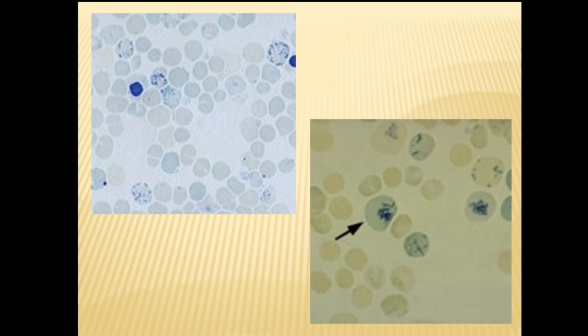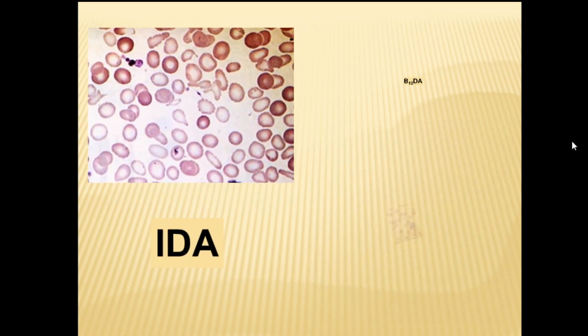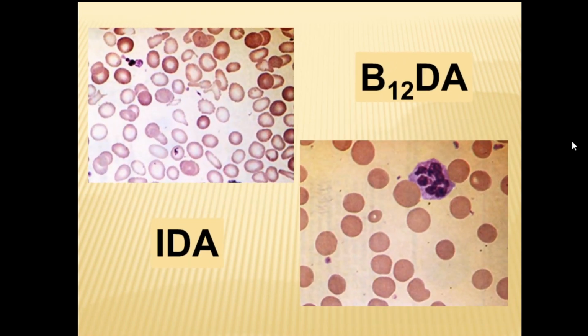On microscopic examination of the blood, you also reveal macrocytes, which are hyperchromic and with remnants of nucleus. And this slide demonstrates the difference between iron deficiency and B12 deficiency anemia: pale microcytes, and hyperchromic macrocytes with remnants of nucleus.